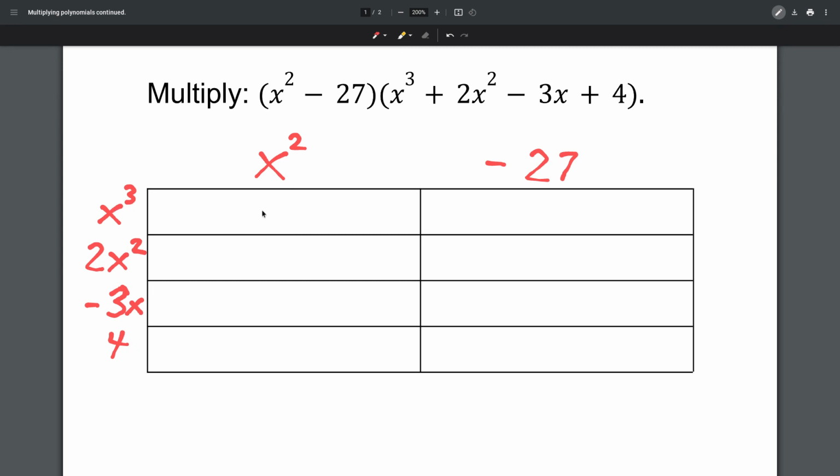So where x cubed and x squared meet, I'm going to multiply those together, and I'm going to get x to the fifth. Remember, we add exponents when they have the same base. And then I'm going to do x cubed times negative 27. That's going to be negative 27x cubed. I'm then going to do 2x squared times x squared. That's 2x to the fourth power. Then 2x squared times minus 27. That's minus 54x squared.